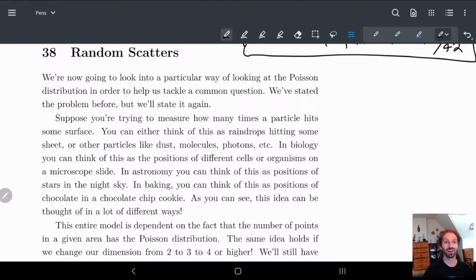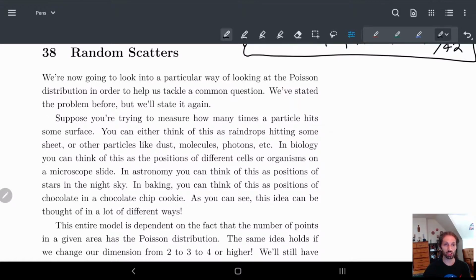Hiya. So in this video, we're going to look at these things called random scatters. Basically, we're going to use the Poisson distribution to tackle a common question. We started stating this before. The common question is, if I have a rooftop and it's raining and I'm trying to calculate the distribution of the raindrops. So you can think of this as raindrops hitting some sheet. We're really thinking of how many times a particle hits some surface.